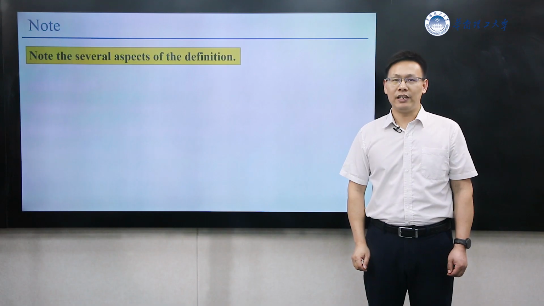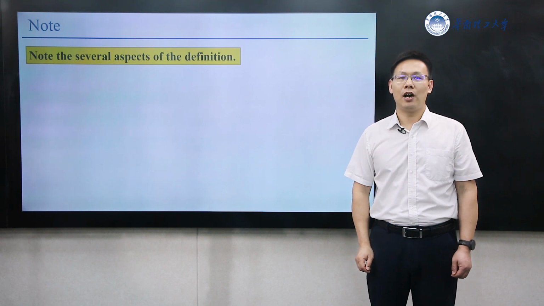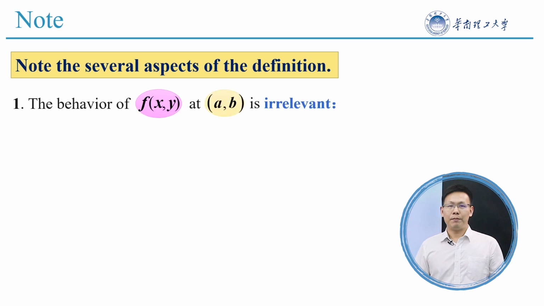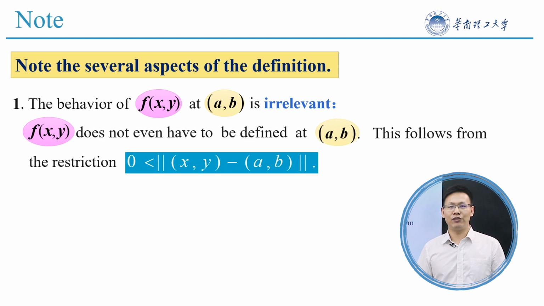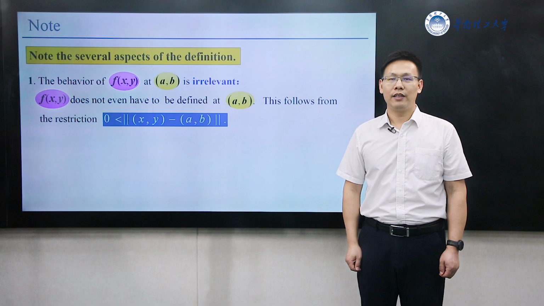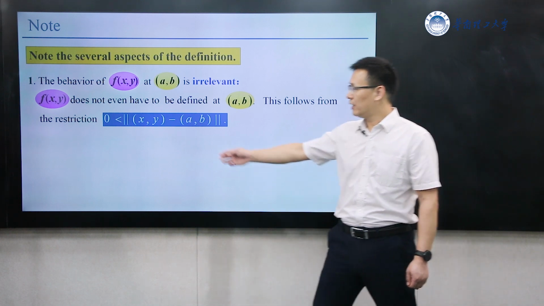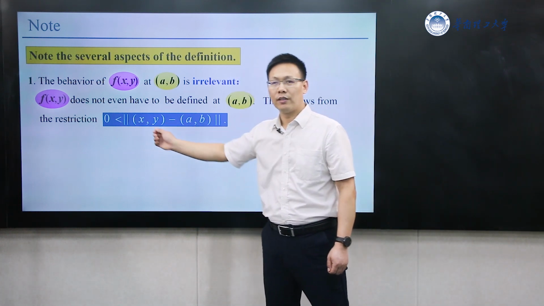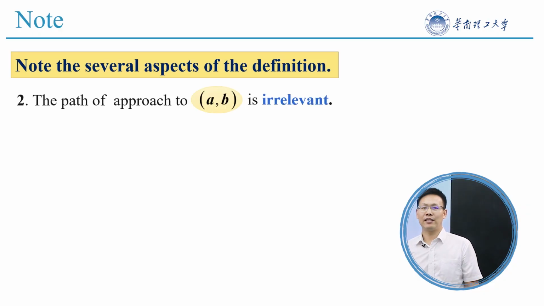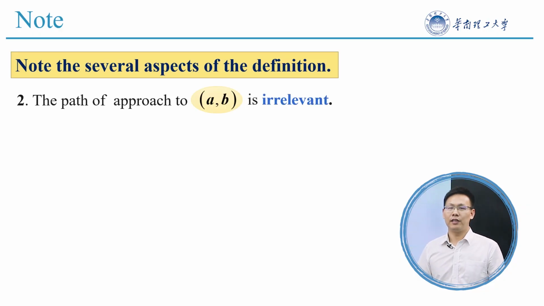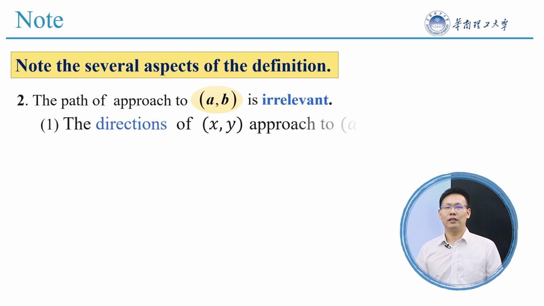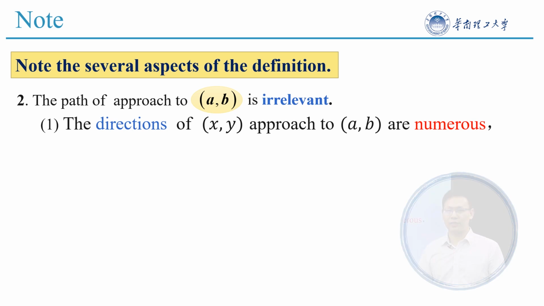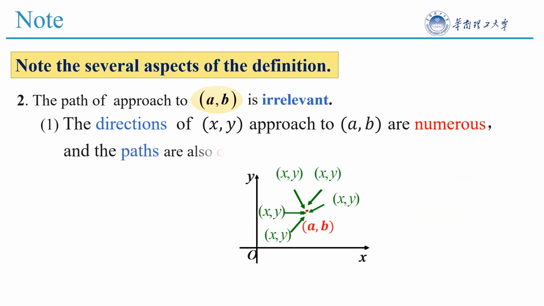We need to note several aspects of the definition. Firstly, the behavior of f(x,y) at (A,B) is irrelevant. The function does not even have to be defined at (A,B). This follows from this restriction. Second, the path of (x,y) approaching (A,B) is irrelevant. The directions of (x,y) approaching (A,B) are numerous, and the paths are also diverse.